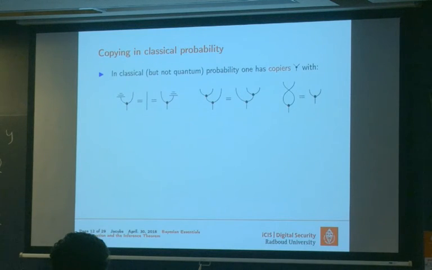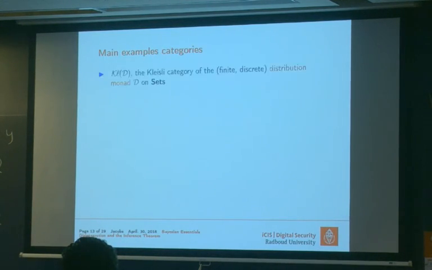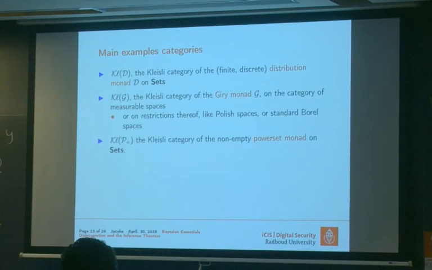We do have copy nodes which satisfy these nice diagrams. In general, copying is not natural in a probabilistic setting, unless you have deterministic maps. And what are the main examples of categories? Kleisli categories of the distribution monad, of the Giry monad, various variations on this, but actually also the power set monad, the non-empty power set monad was an example of this.